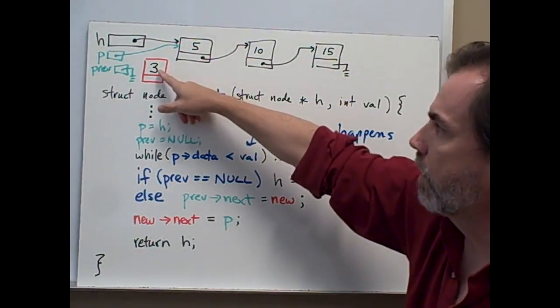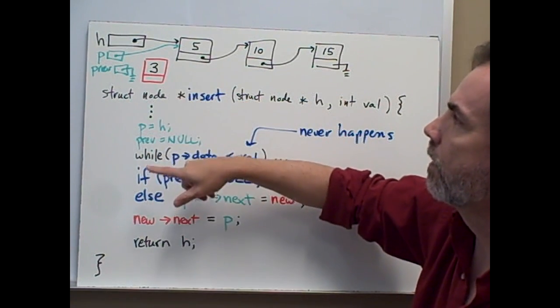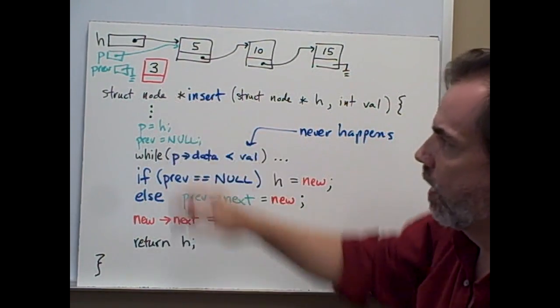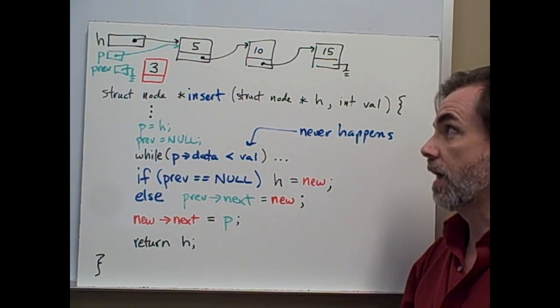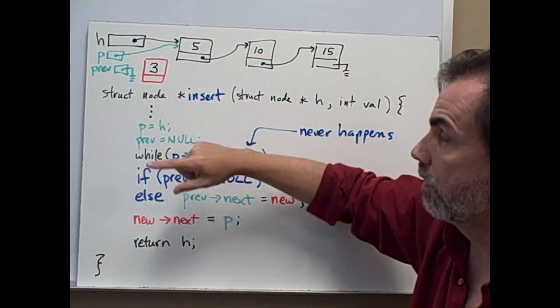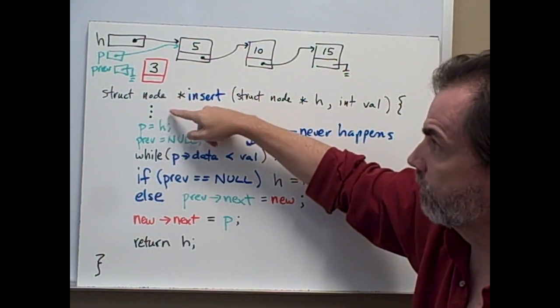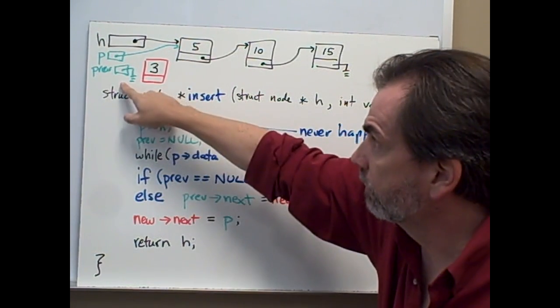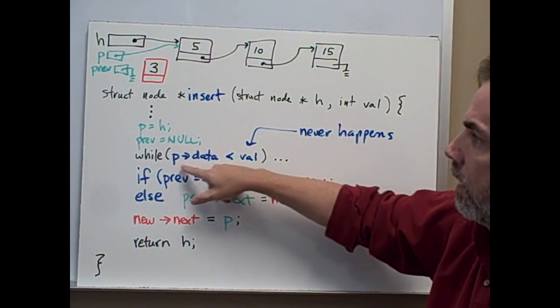Okay, so here's a case where we're inserting 3. 3 is going to go before 5, obviously. I left out the part about creating a new node. We've done that enough times. Don't need to see that every time. We initialize P equals H, and we know the list isn't empty, right? We've accounted for that up here. P is H, so P points here. Prev is null here, okay?